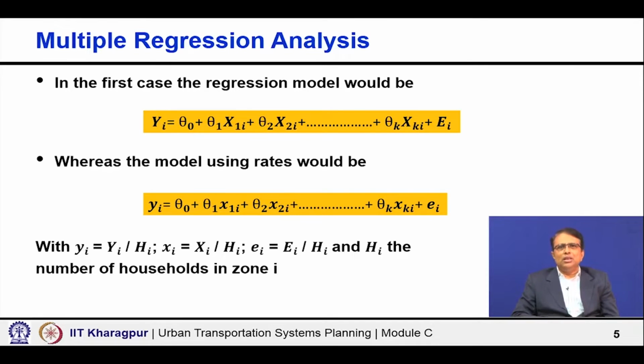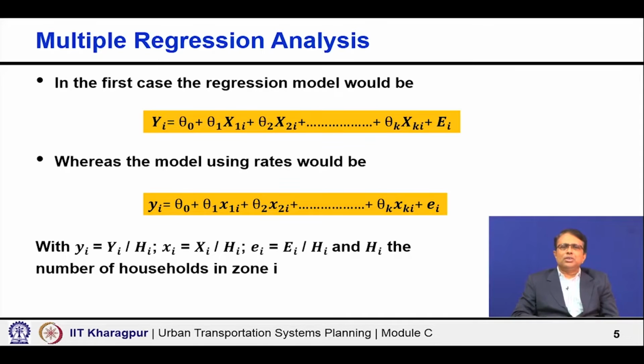Then you know that theta 0, theta 1, theta 2 are the coefficients, and for zonal totals the variables are capital X i1, capital X i2, capital X i3, like that, and when we are using zonal means, they are small x i1, small x i2, and so on. I have written it here.